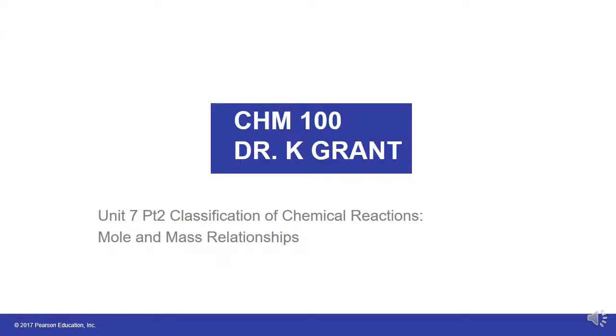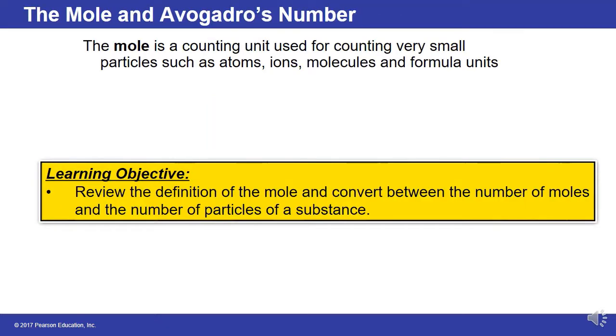In the first part of Unit 7, we took a look at classifying different types of chemical reactions. In the second half of Unit 7, we're going to take a look at the mole and molar relationships as they relate to mass relationships as well. Our first objective is to review the definition of mole and convert between the number of moles and the number of particles of a substance.